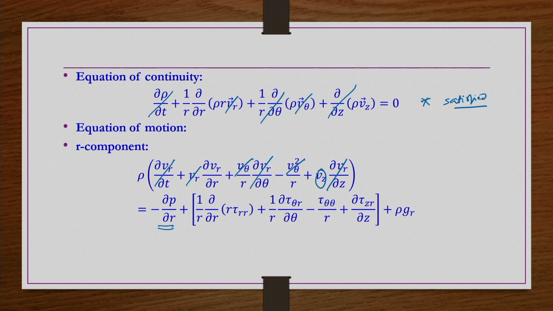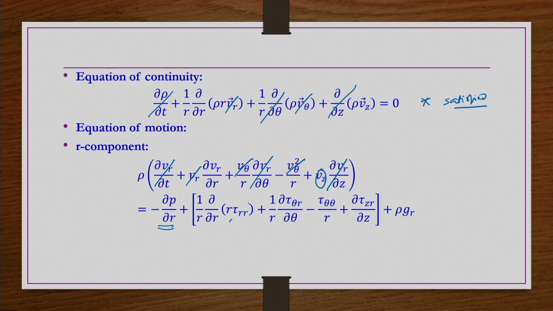For pressure, we do not have any generalized conclusions or boundary conditions in general, so we cannot cancel out this term. Only tau Rz is existing, so this term is 0, and because of symmetry this term is 0. Because of the fully developed flow, dou by dou z of any flow variable is 0, so this is also 0. Gravity we are not considering here. So, what we get is dou p by dou r is equal to 0, that means pressure is not a function of r.